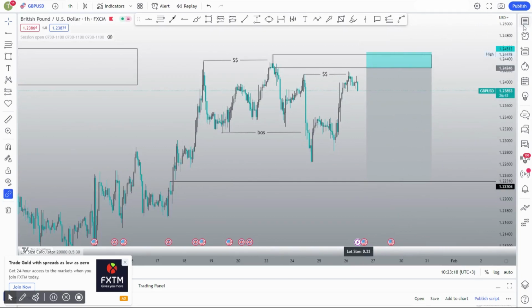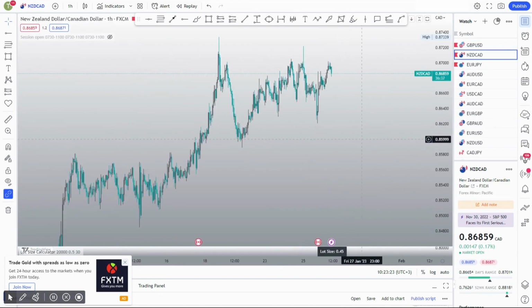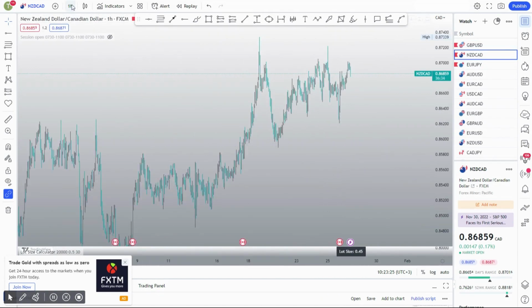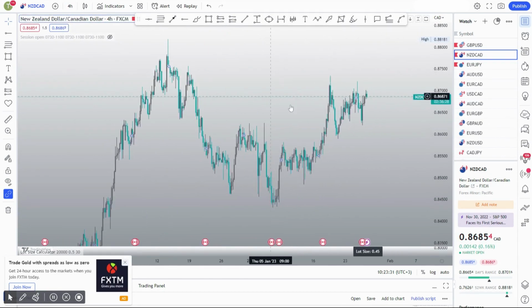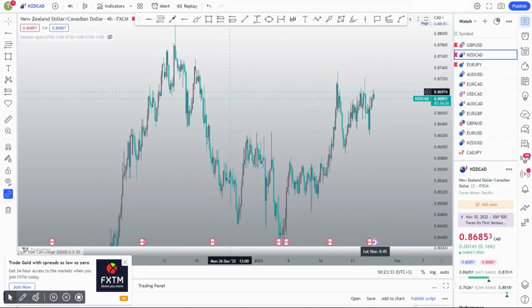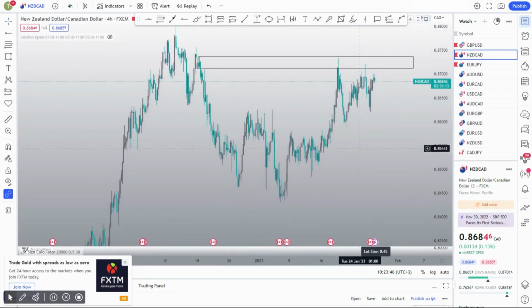Let's have a look at NZD CAD. I'd also seen a very good setup here on NZD CAD. Let's go to the bigger time frame, and on the bigger time frame you can see this supply zone here has been mitigated already. You see clearly this order block here has been taken, and so the market is currently selling. So we are going to look for sell setups here.